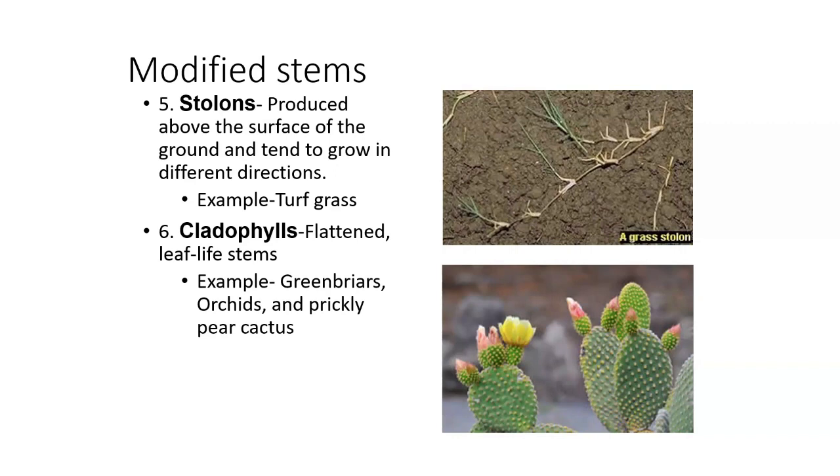Cladophylls, often found on cacti. They are basically flattened leaf-like stems. Remember, I mentioned that sometimes stems can be spiny, but those cladophylls, oftentimes we think these are the foliage, but that's actually a stem of the plant.